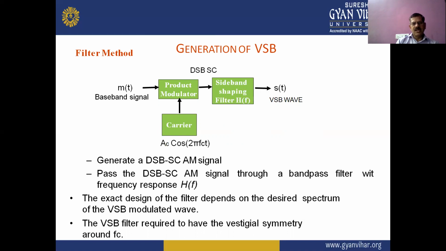So generate a DSB-SC AM signal, and pass the DSB-SC AM signal through a bandpass filter with the frequency response H(f). The exact design of the filter depends on the desired spectrum of the VSB modulated wave. The VSB filter is required to have vestigial symmetry around the carrier frequency fc.